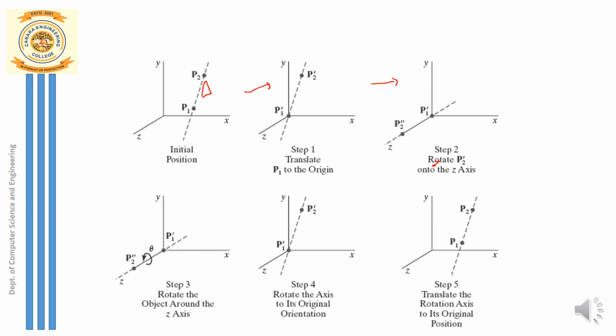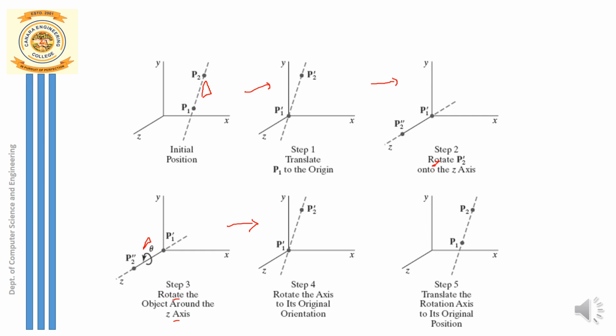That is why we first took this line segment to the origin, and then aligned it along the z-axis. Now we have our object, which we can rotate about this line segment along the z-axis. So now you can rotate. And what am I supposed to do next? After performing the rotation of the object along the z-axis, can I leave my object here itself? No, I cannot do that.